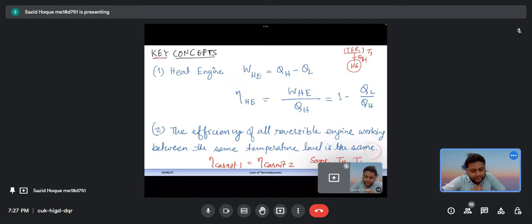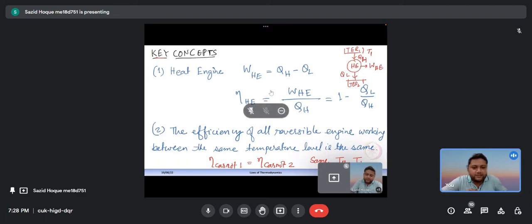QH, and it is releasing heat QL by doing some work WHC. So an engine takes some heat and does some work for us, and because of that there is some heat loss QL to the second thermal energy reservoir TER2. So this WHC we can write in terms of the difference between the heat supplied and the heat loss, QH minus QL. So from here you can see that this QH is the input to the heat engine.